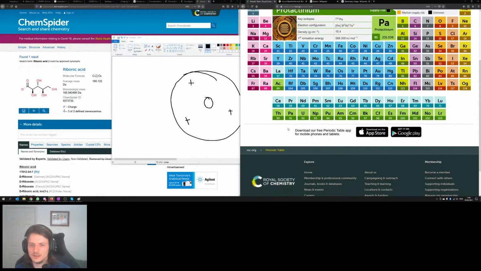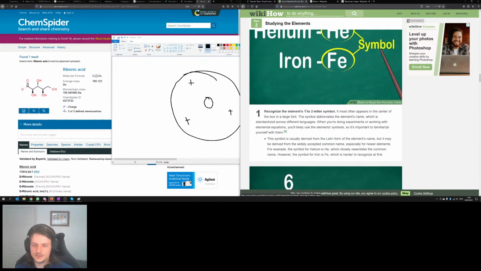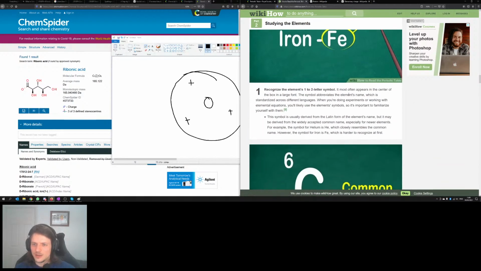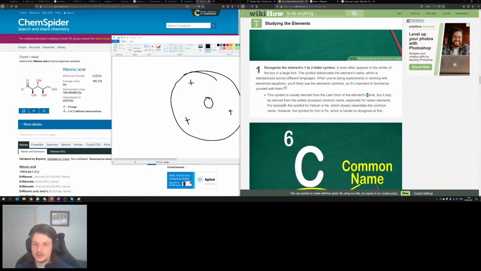Right. Okay, fine. Let's go back down. It most often appears in the center of the box in a large font. The symbol abbreviates the element's name, which is standardized across different languages. When you're doing experiments or working with elemental equations, you'll likely use the element's symbols, so it's important to familiarize yourself with them. This symbol is usually derived from the Latin form of the element's name, but it may be derived from the widely accepted common name, especially for newer elements.